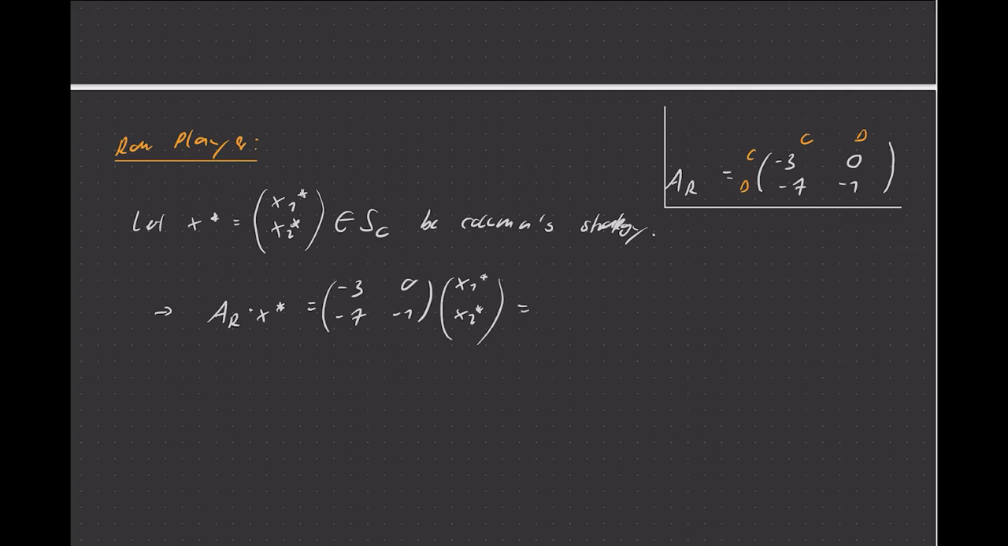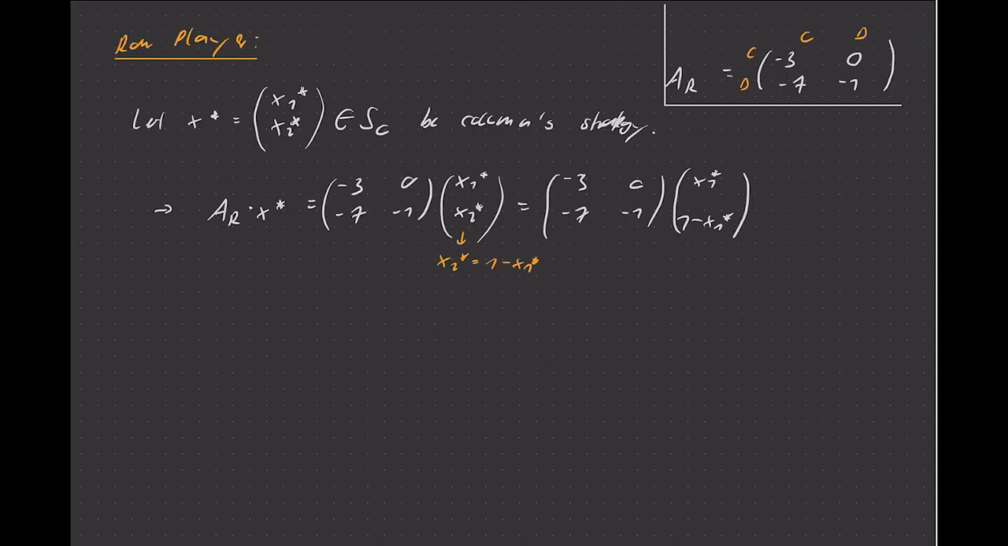Now remember, a strategy means that we have entries between 0 and 1 such that the sum of those two entries is 1. In particular, if we only have two possible entries in our vector, then one of those must be equal to 1 minus the other. So x2 star is equal to 1 minus x1 star. And of course, we can make use of that. So basically, x1 star is the probability that the column player confesses, and 1 minus x1 star is then the probability that the column player denies any involvement in the crime.